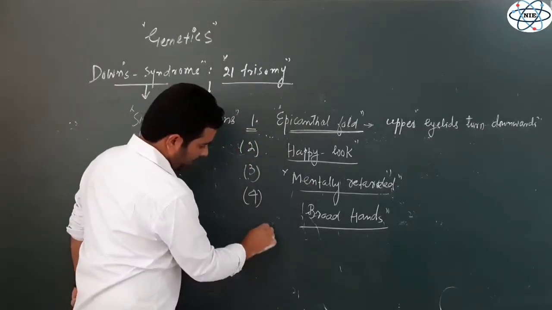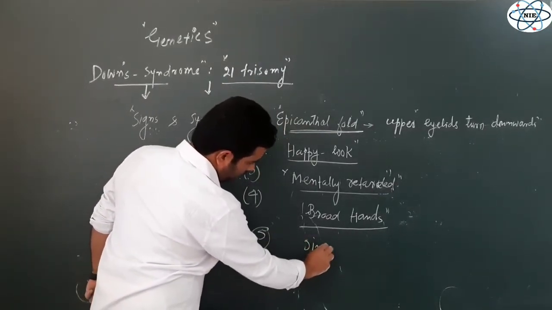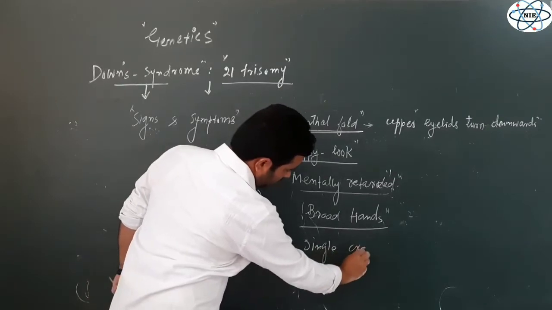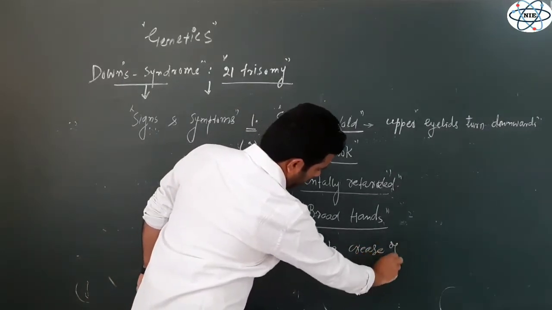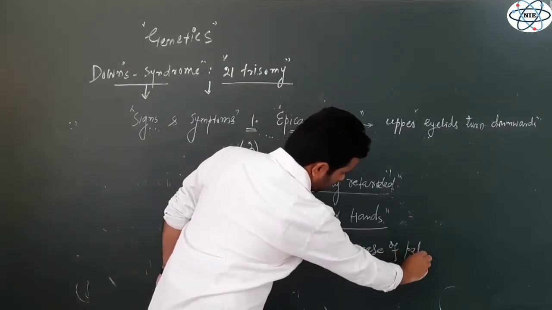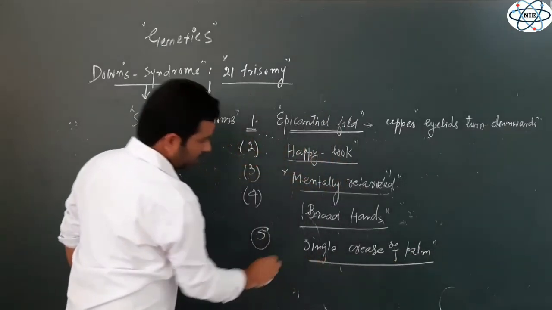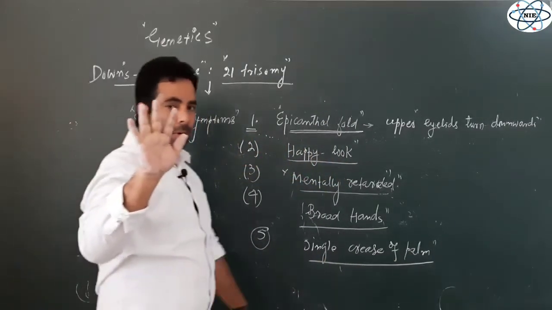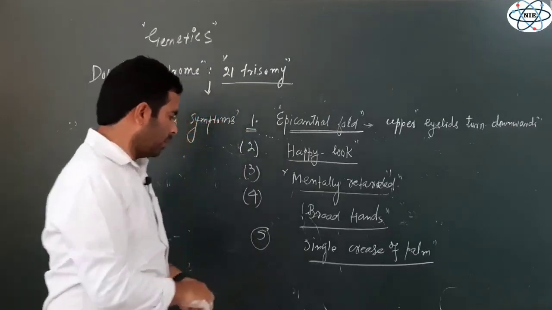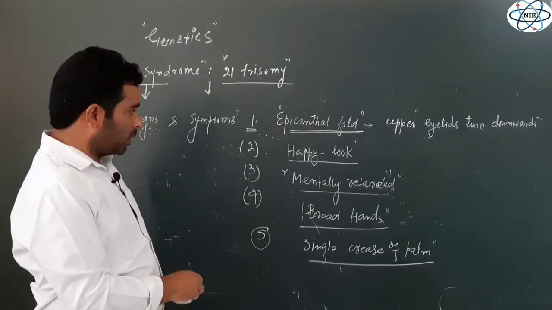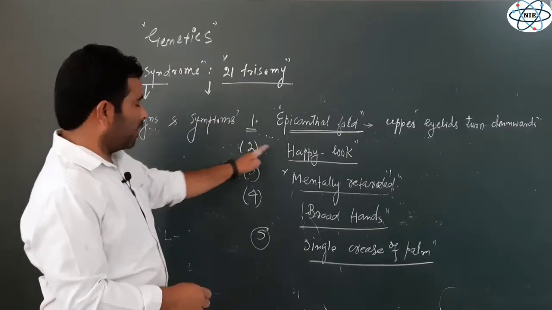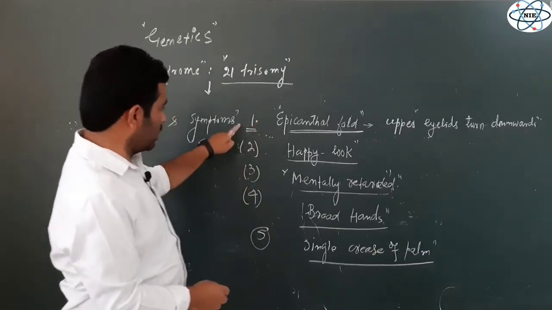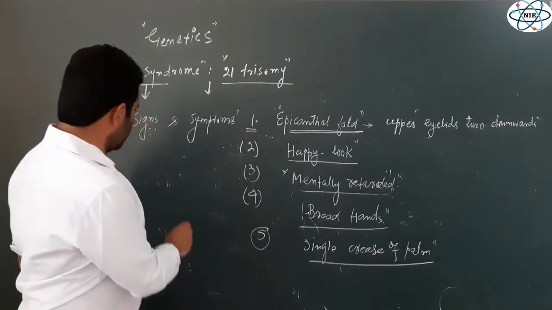This is the 5th sign. There is a single crease of the palm. If you look at the palm of the individual, you will see only one crease there. So far we have discussed 5 signs. Let's move to the 6th one.